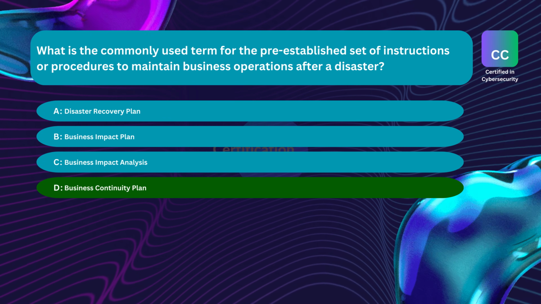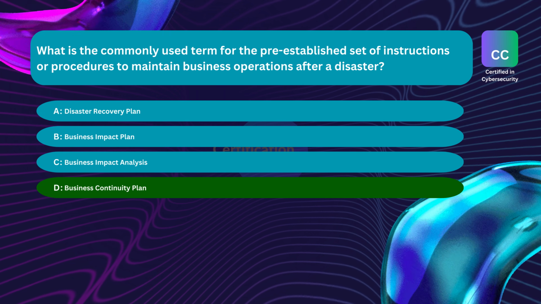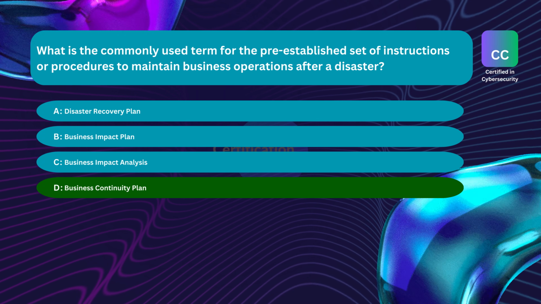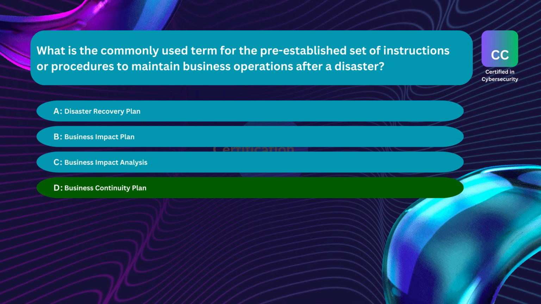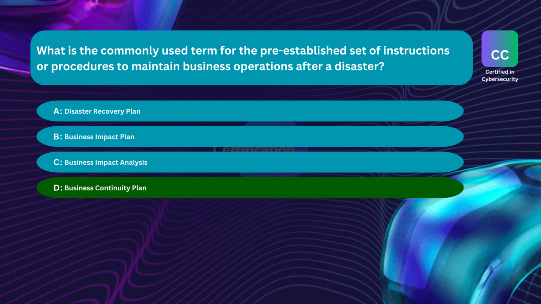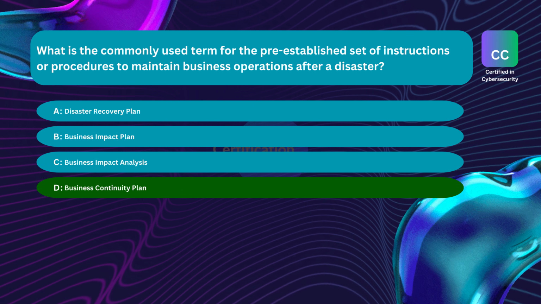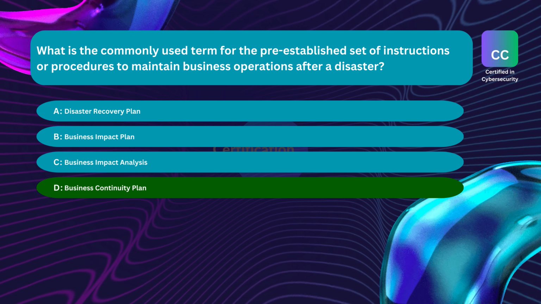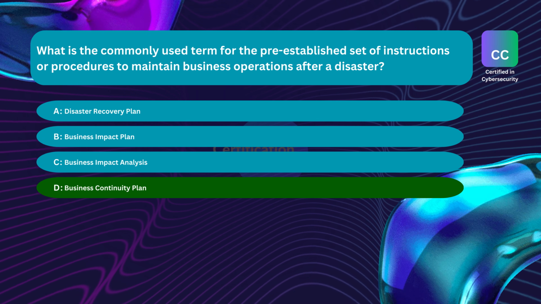The correct answer is Option D, Business Continuity Plan. A business continuity plan is a predetermined set of instructions describing how an organization's mission or business processes will be sustained during and after a significant disruption.